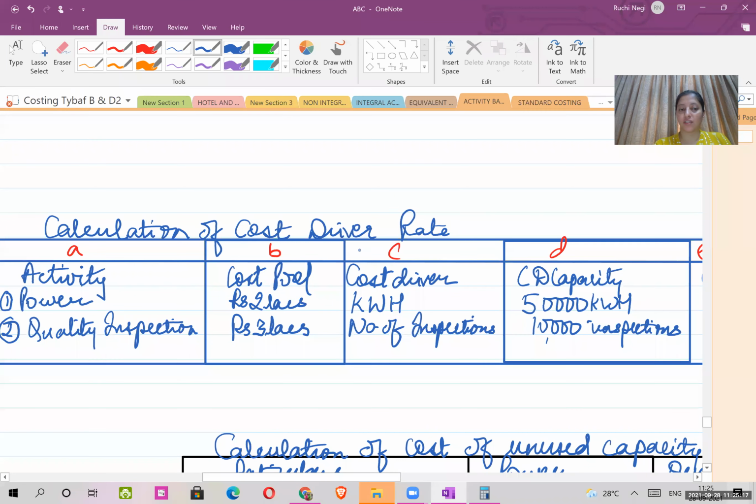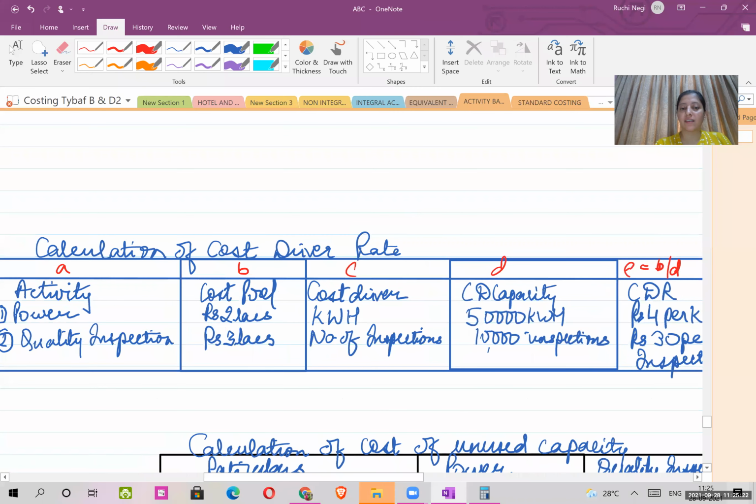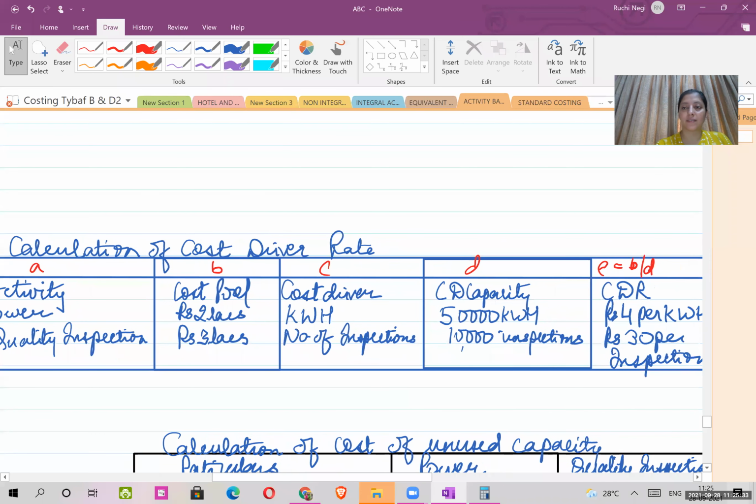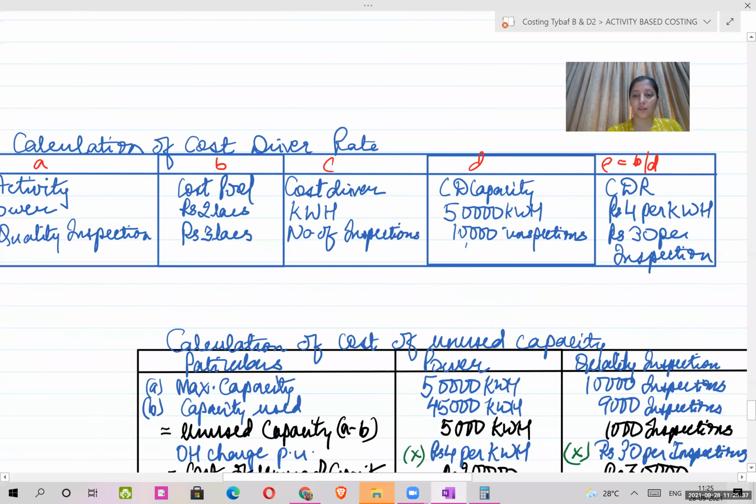50,000 and 10,000 inspections. So how will you get the CDR? That is the cost driver rate, V divided by D. That is cost pool divided by cost driver capacity. So that is the formula of cost driver rate.